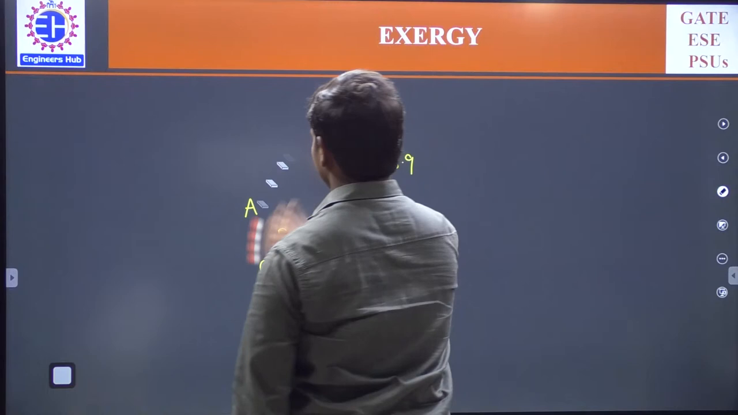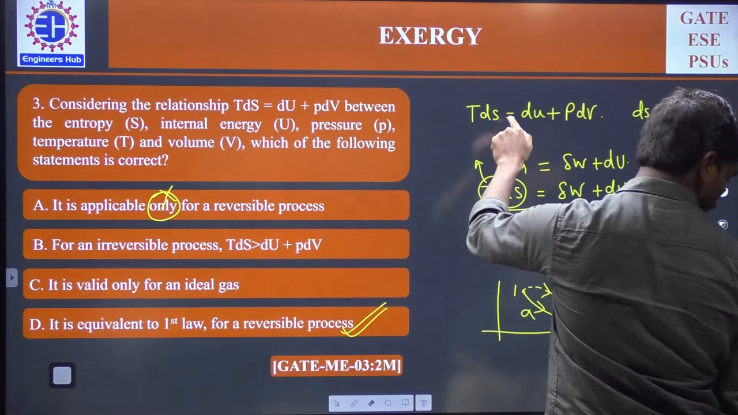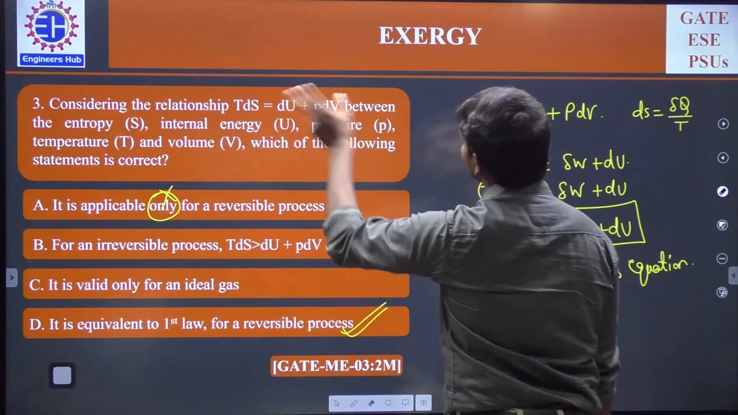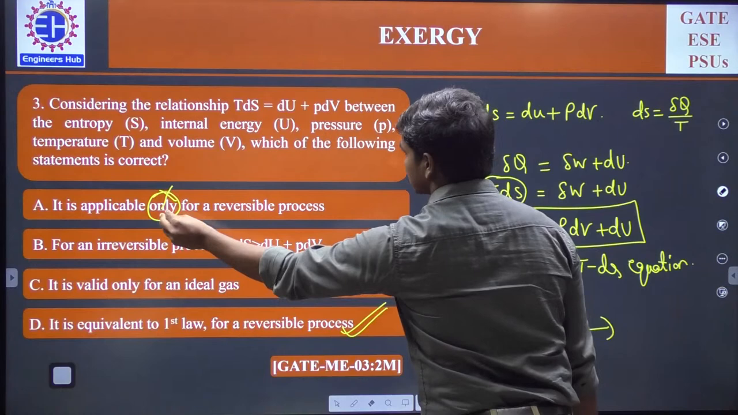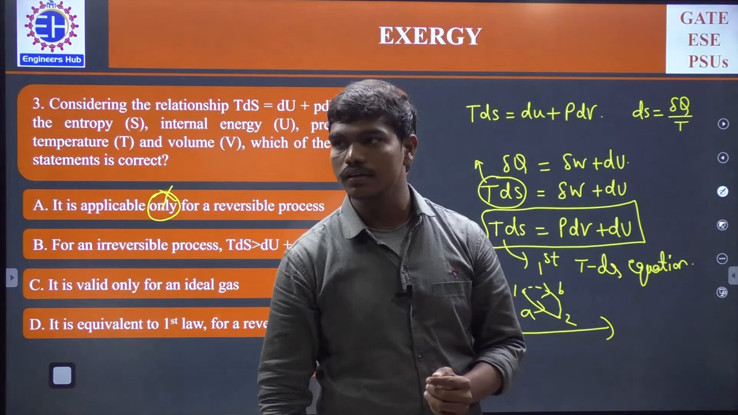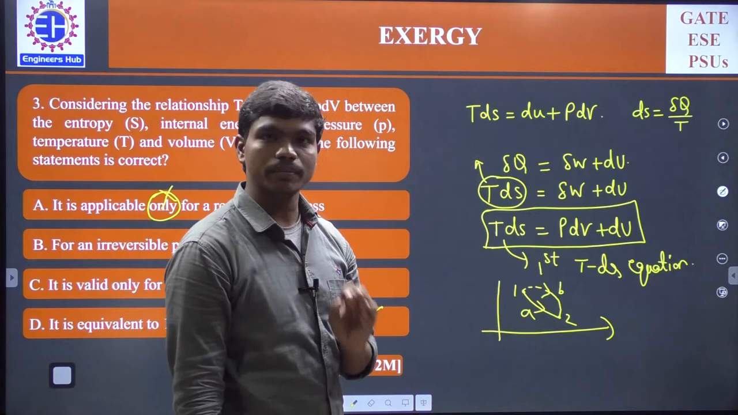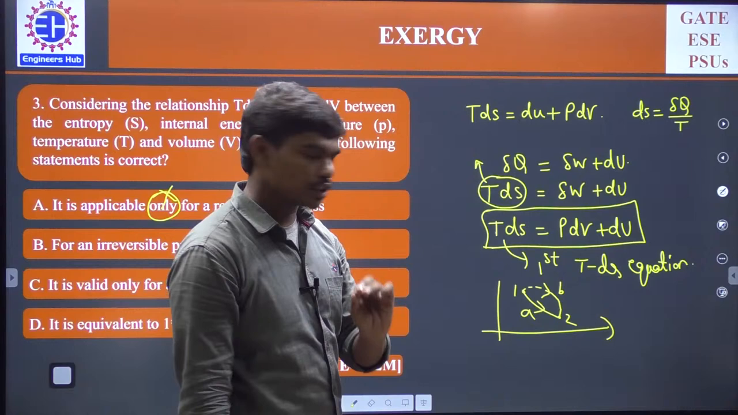If you follow the same case with this question, this 'only' is a mistake here, because since entropy is a point function, we can even evaluate the entropy changes for an irreversible process using this same equation, TdS is equal to dU plus PdV. So it can be applicable for a reversible process, but it's not only applicable for a reversible process. Okay, so the correct answer is D. Did you all understand why this is D? Because this formula can be applied to identify the entropy changes of even an irreversible process, because entropy is a point function. Clear to all of you?